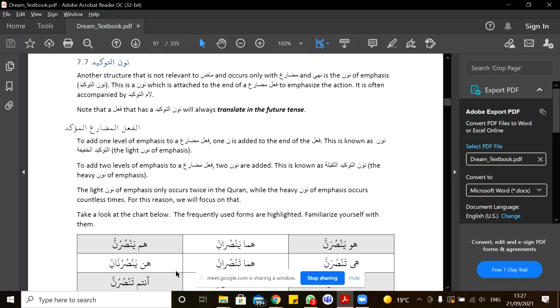And they're both called al-fi'l al-mudari al-muakkad. They will call it noon al-tawkid khafifa, noon al-tawkid thaqila. They come on the fi'l al-mudari and they make it muakkad.